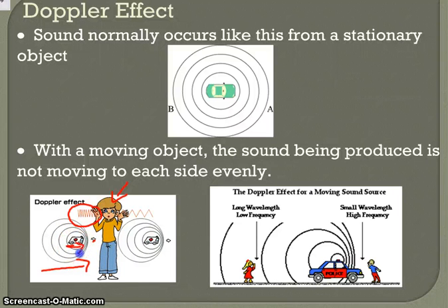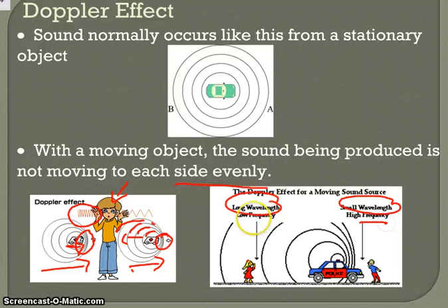What's happening is the ambulance's movement is compressing those waves tighter, as you can see. In contrast to that, as the ambulance continues to pass you, you'll see that on the back end, we have kind of a spreading apart of the sound waves. So with a moving object, the sound being produced is not moving to each side evenly. And because of that, we see this series of kind of breaks between the waves, and on the front end of the object, or wherever it's moving, we see those series of compressions. So long wavelength, small wavelength, high frequency, low frequency here. And that's essentially the Doppler effect.